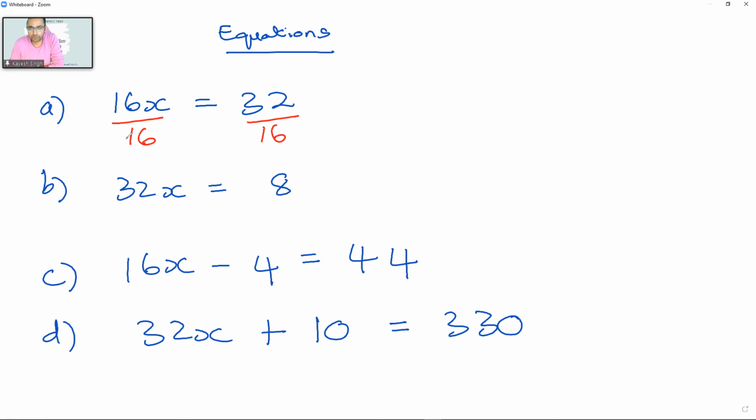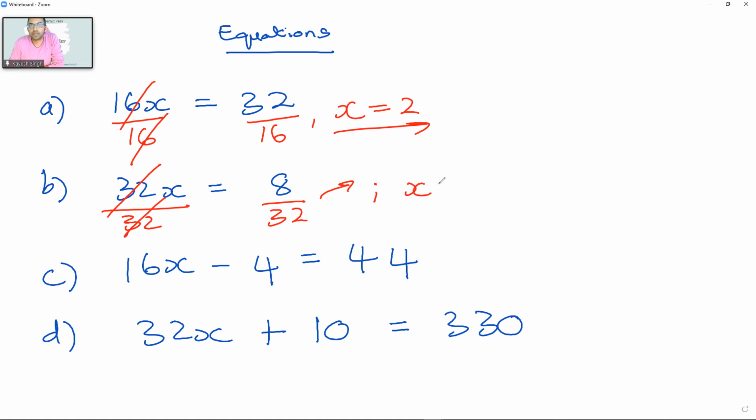We always start with whatever's in front of x, and then after that, we start with whatever's next to x. So in this case, we'll divide that out, and we'll get 32 divided by 16. It will equal 2. The next one, we divide it by 32, and this time we'll end up as a fraction. 8 divides into 32, we can simplify it, and we get x equals 8 divided by 8 is 1, and 8 divided by 32 is 4. That'll be 4 there.